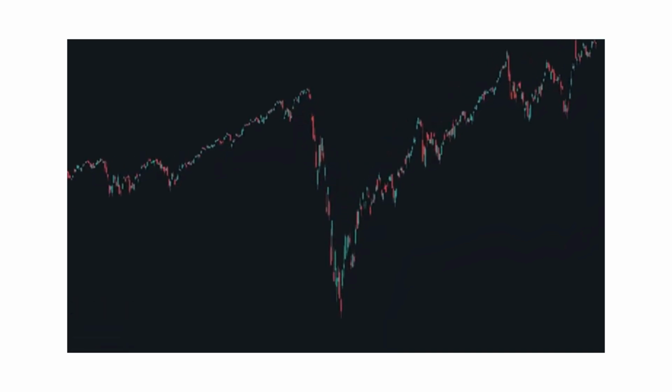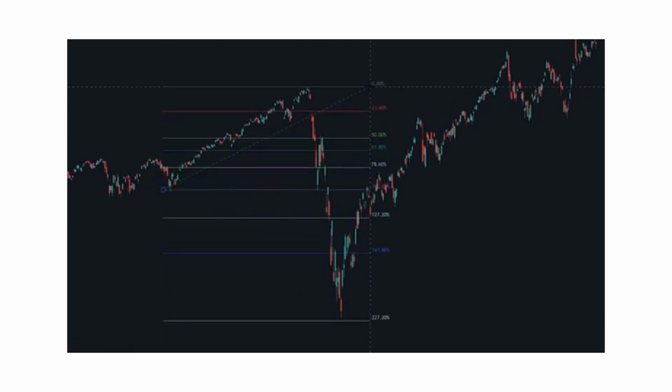Another great example of the Fibonacci's magic is the S&P 500. If we go back when Corona hit, you can see the Fibonacci tool predicted the exact bottom for the crash.